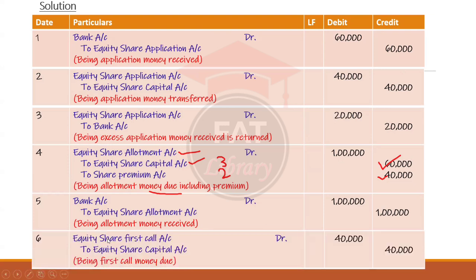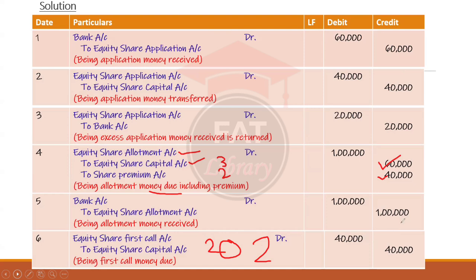The next entry is for share first call account. So for first call, again the amount is due, 40,000. They have given in the question 2 rupee per share, so 20,000 are the shares. Total 1,000 into 2 rupee per share we have to consider here. So 40,000 will be the share first call account that is due.